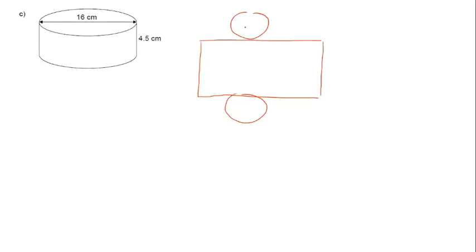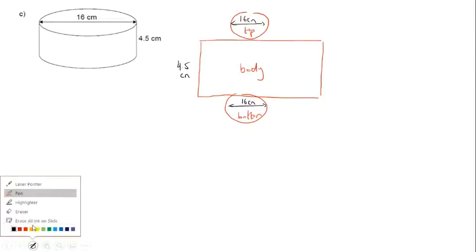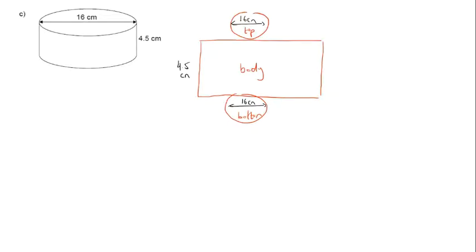Okay, remember this is the top face, this is the bottom, and this is the body here. I'll add some measurements to this. Now, obviously, across the top, we can see that's going to be 16 centimeters, and for the bottom as well. And the body is 4.5 centimeters, as you can see here. So let's do the top and bottom first, because they're easy, they're just circles. So the top is a circle.